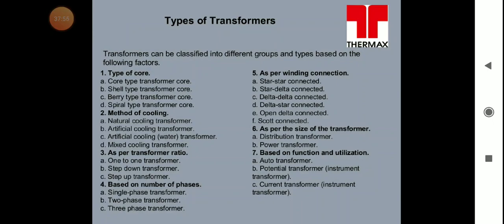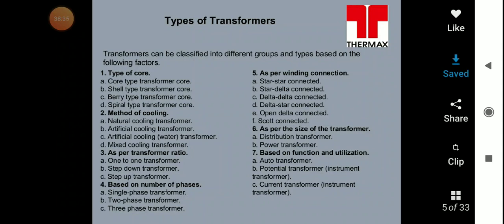Once again, let us discuss the last classes about the transformer. What we discussed in the last classes is that transformers can be classified into different groups and types based on the following factors. Types of core: core type, shell type, berry type, spiral type. These are the four types. Method of cooling: natural cooling, artificial cooling with water, mixed cooling transformer. So these are the different classifications.